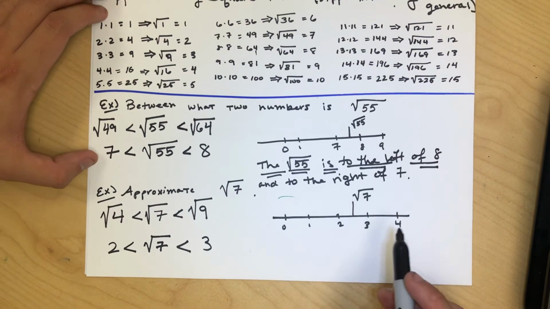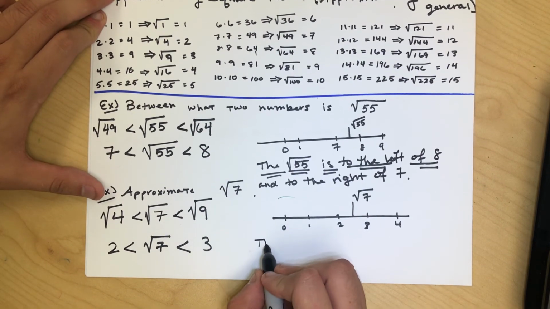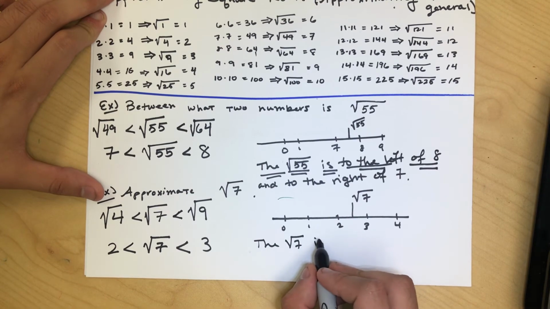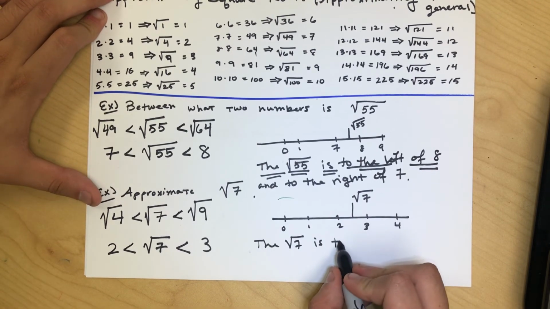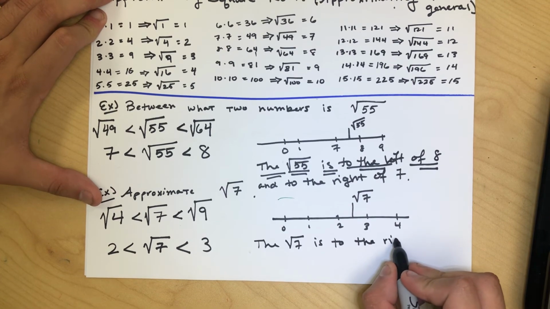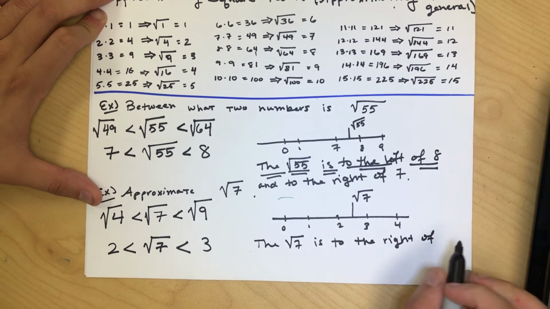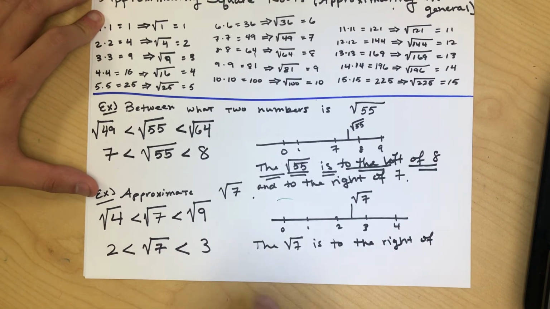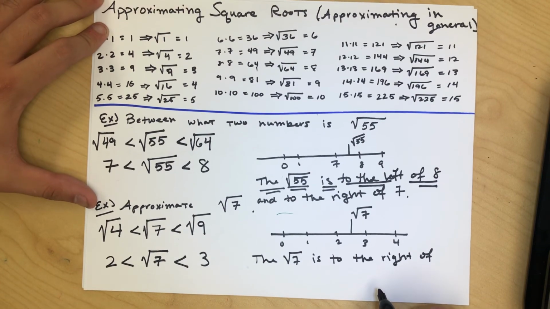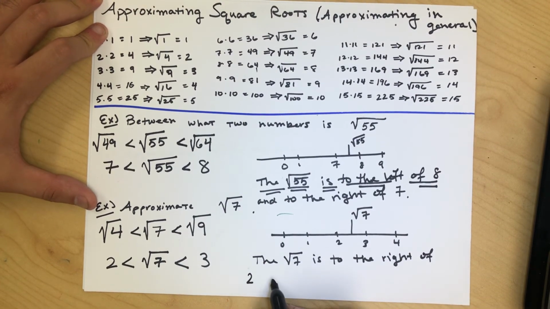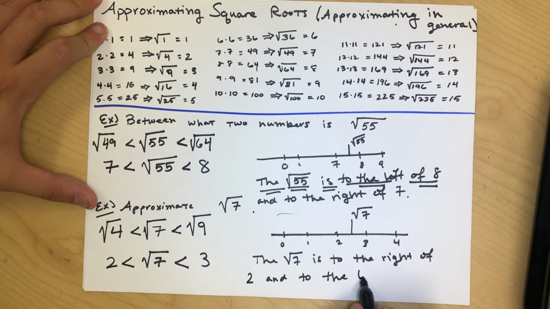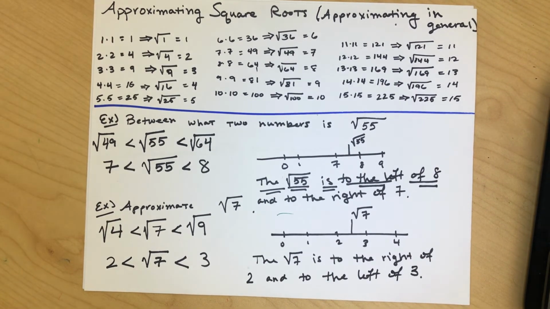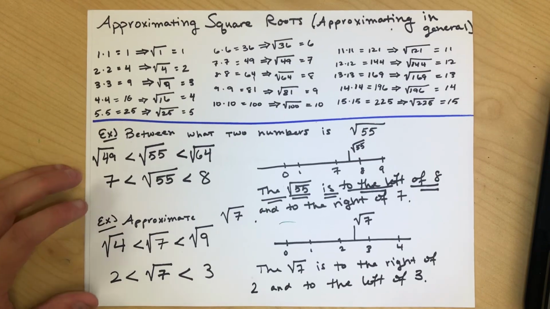We can say another sentence for the square root of 7. We could say the square root of 7 is to the right of 2, because it was between 2 and 3, from the inequality that we found, and to the left of 3. Okay, so those are just some little sentences that we could say about each one of these.